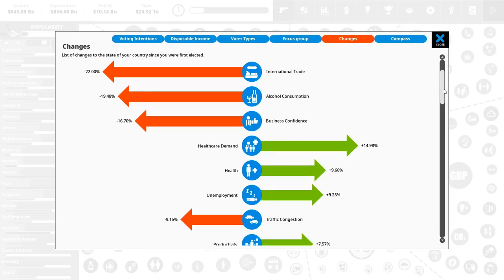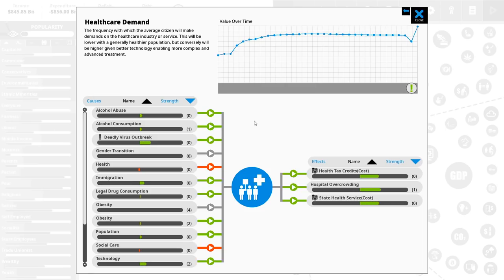In particular, yeah, healthcare demand. That just became a problem. Okay, and that's going to feed through into overcrowding, the state's health service cost. Yes, that's getting more expensive over time because more people are relying on it because of coronavirus. And health tax credits, whatever they are, I assume that's an American thing.